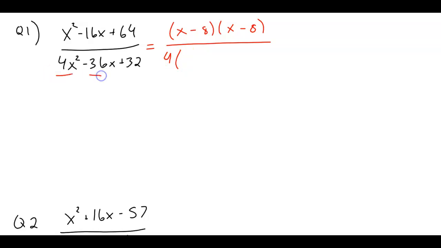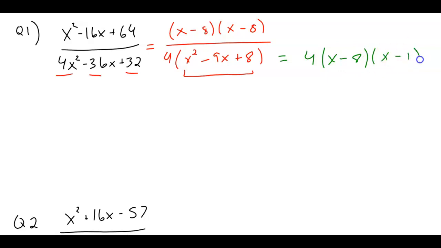So all of these terms divide by 4. If you go through and divide those by 4, I'd get x squared minus 9x plus 8. And so now you're just factoring this quadratic, which is a lot easier now with the 4 divided out. What factors of 8 add up to negative 9? That would be negative 8 and negative 1. Negative 8 times negative 1 is positive 8, but those add up to be negative 9.